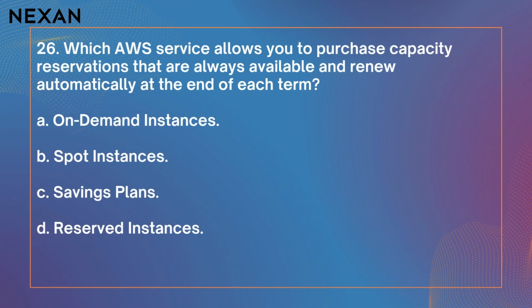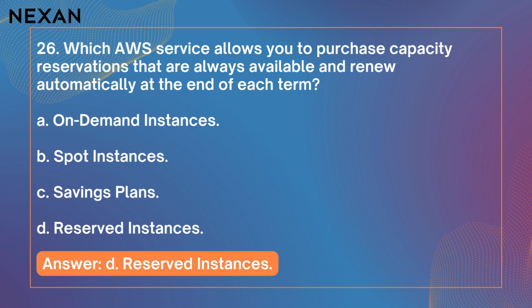26. Which AWS service allows you to purchase capacity reservations that are always available and renew automatically at the end of each term? A. On-demand instances. B. Spot instances. C. Savings plans. D. Reserved instances. Answer: D. Reserved instances.